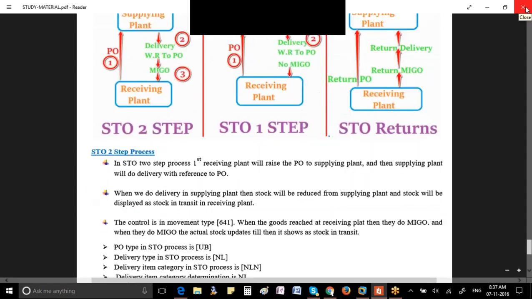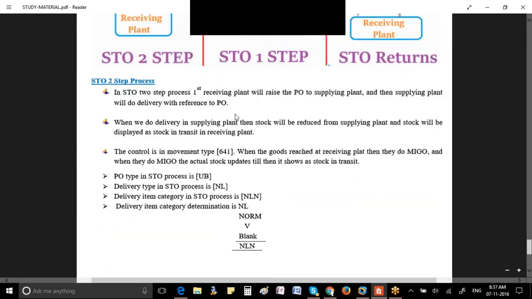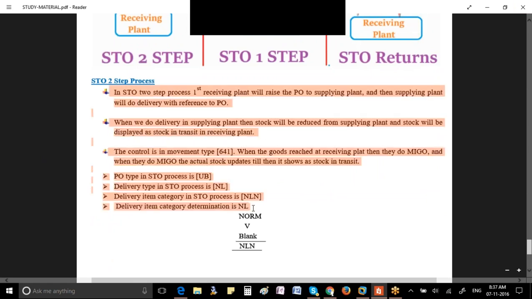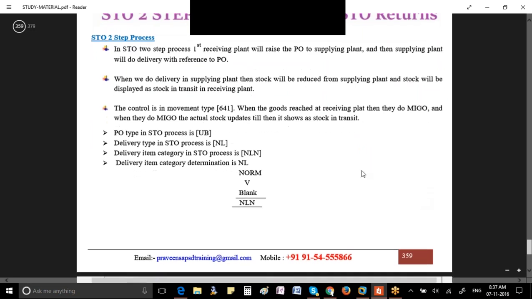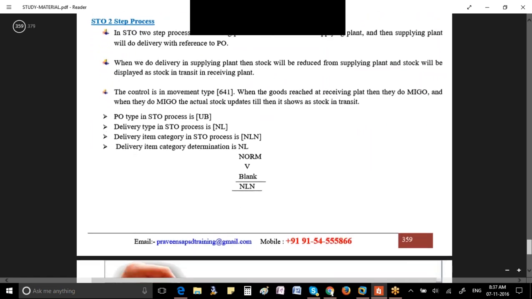STO one-step and two-step process. I'm not going into this again, because we already discussed this earlier. What stock will be reduced, stock in transit, and all these things. The movement types also, 641 and 647, we already discussed. These are very important.